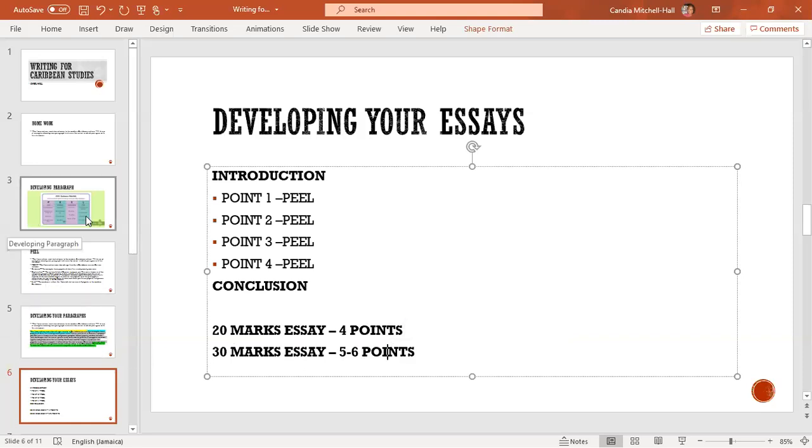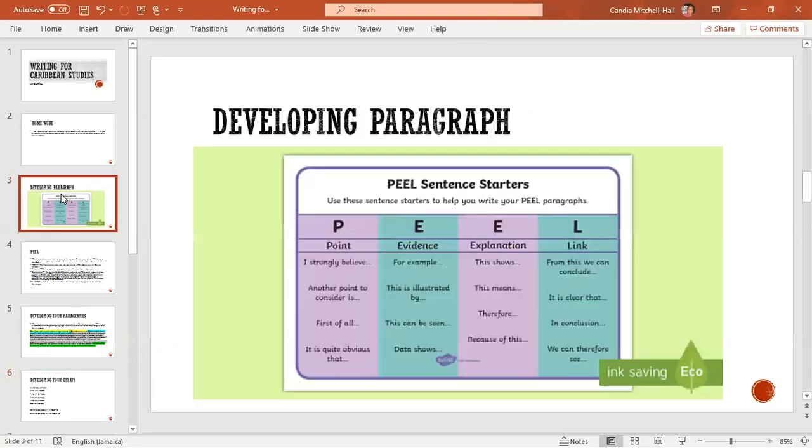So when we talk about peel, it actually means when you're peeling each of your paragraphs: peel actually means your point, evidence or examples, explanation, and link. That is how we peel our paragraphs, all right? Now, both of the responses thus far are good responses. I think the last student, both of them, they are good responses.